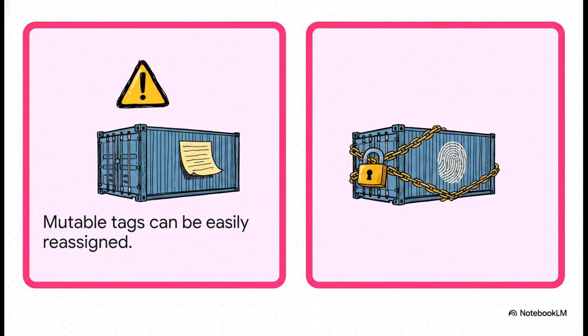Let's compare mutable tags with immutable digests for a second. If you deploy using a standard tag like latest, well, that tag can be reassigned at any time. It's incredibly risky. But an immutable digest, like a SHA-256 hash, uniquely identifies one single exact combination of image layers. Deploying with a digest guarantees absolute reproducibility. So the exact artifact that passed in your staging environment is the exact same one hitting production.